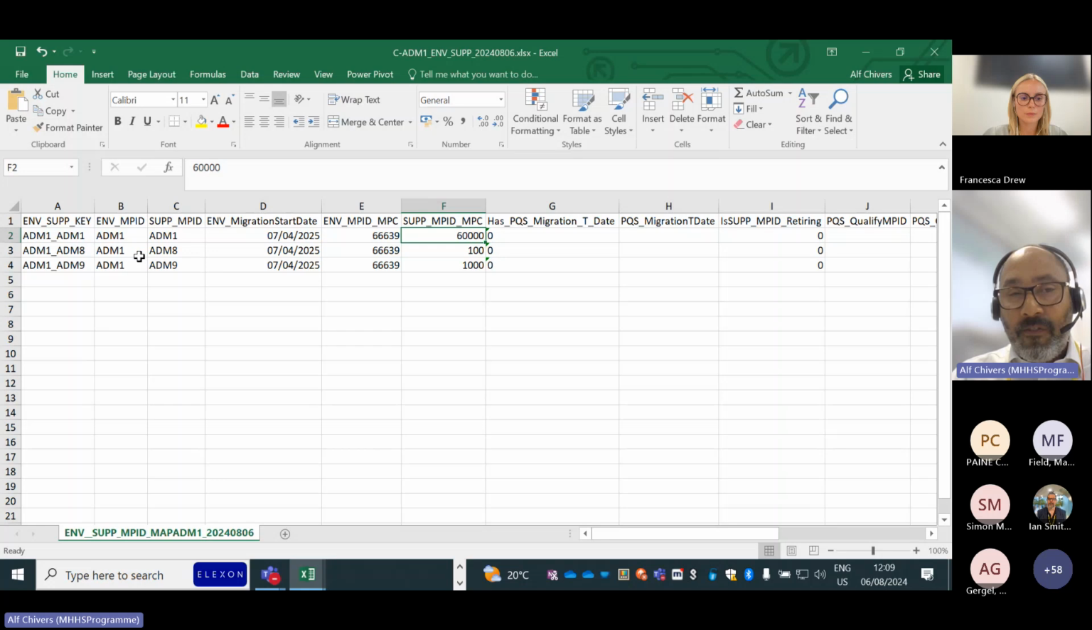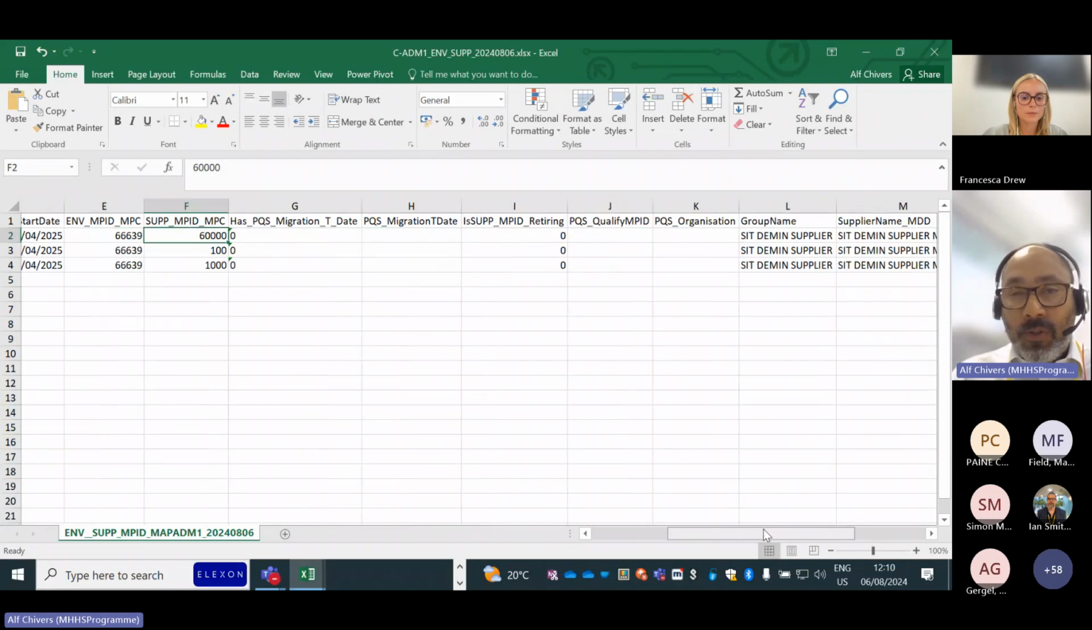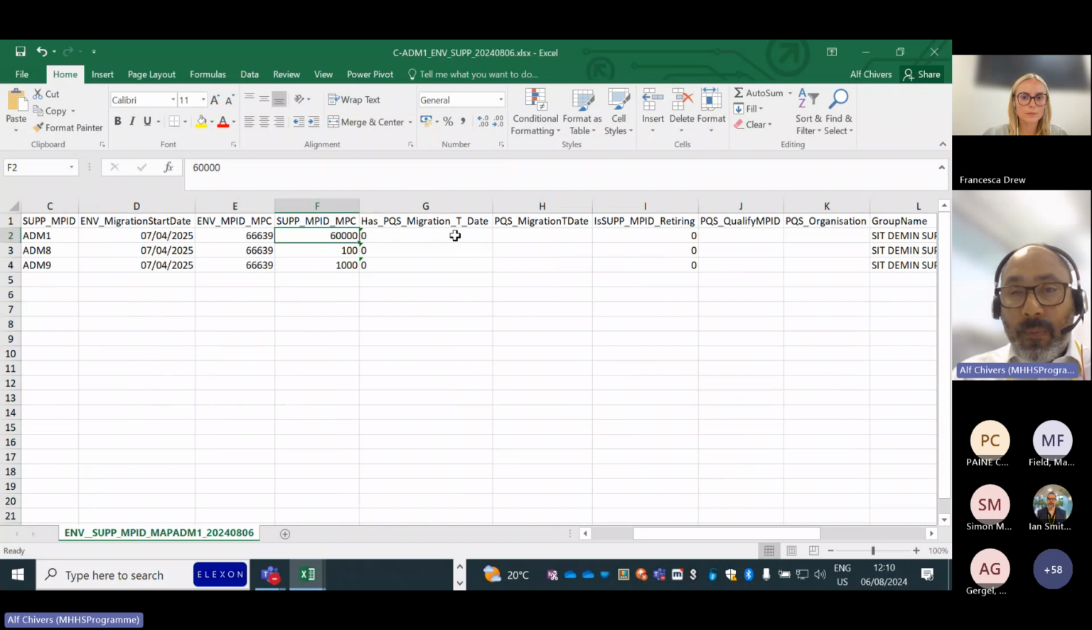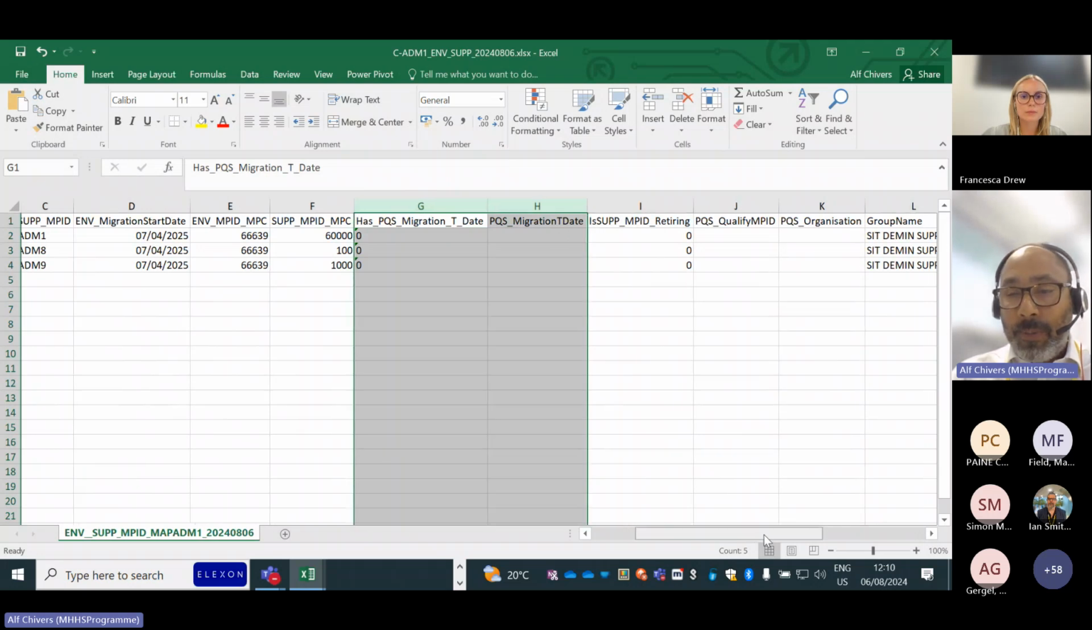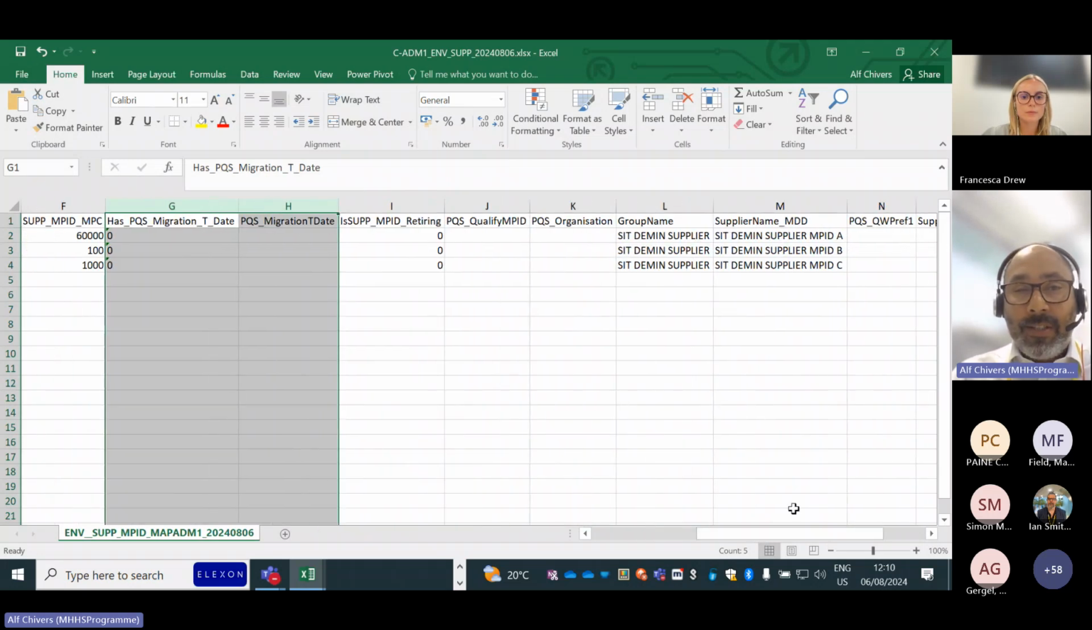Obviously, if you feel that you've got a different target MPID that you'd like us to aggregate under, just let us know when you return your submission. But for this particular example, we're aggregating under ADM1. And for this one, we've got 66,000, as we said before. And as I scroll across, because it's a SIT supplier, there is no PQS submission, so we haven't captured those PQS target dates.